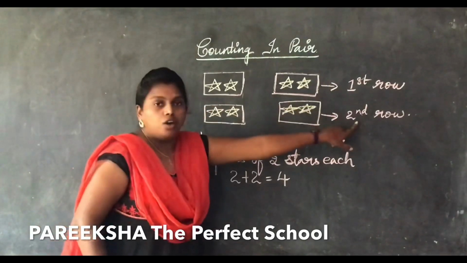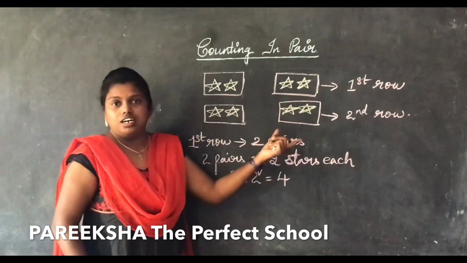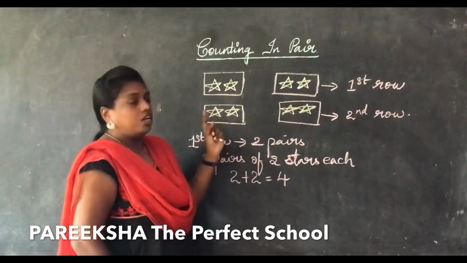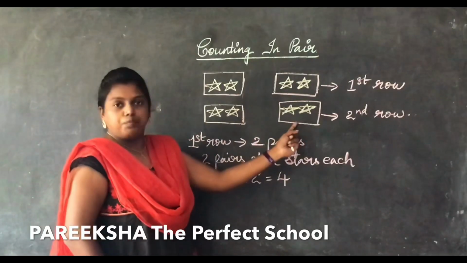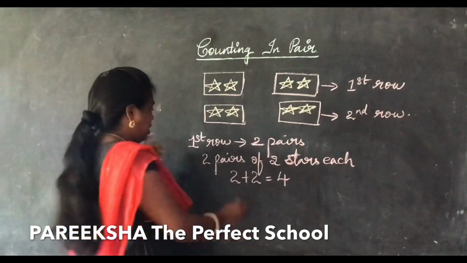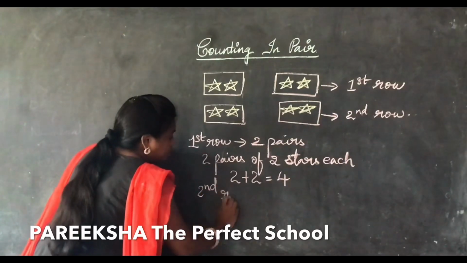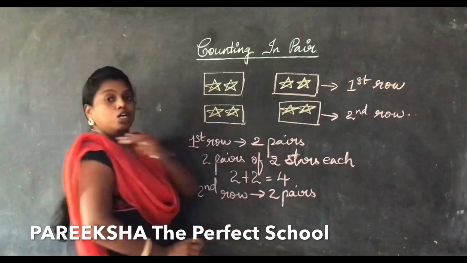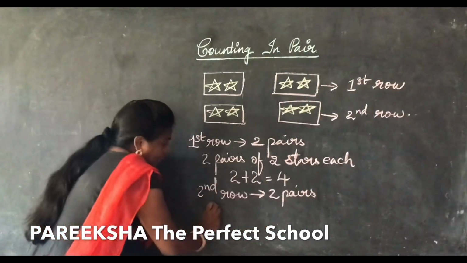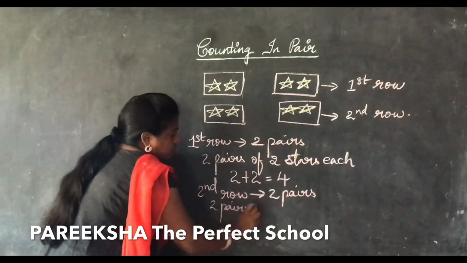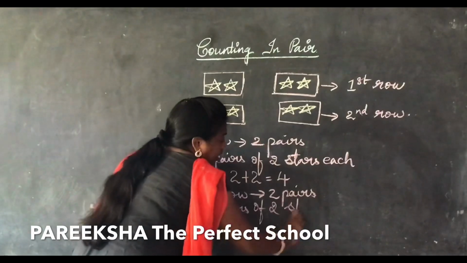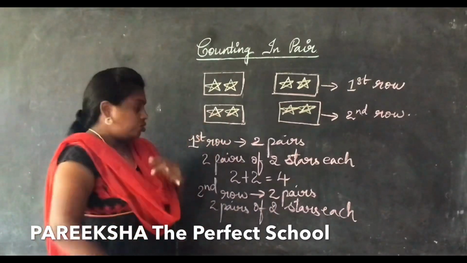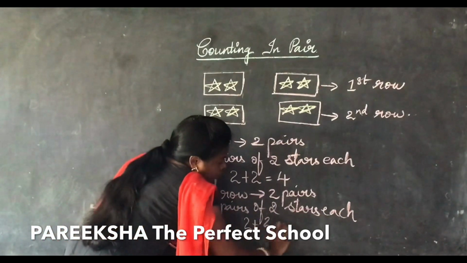Whereas coming to the second row, in the second row, how many pairs we can see here? We can see here two pairs. In the first pair, you can see the two stars. Whereas coming to the second pair also, we can see the two stars. That means in the second row, we have two pairs. How many pairs are there in the second row, children? Two pairs are there in the second row. That means two pairs of two stars each. That means in each pair we have two stars. 2 plus 2 is equals to 4.